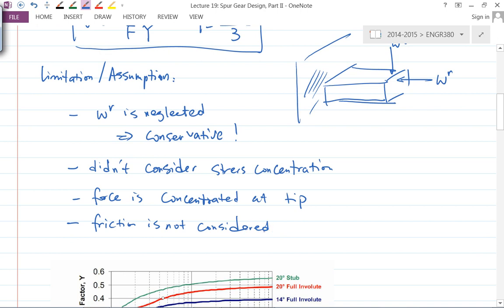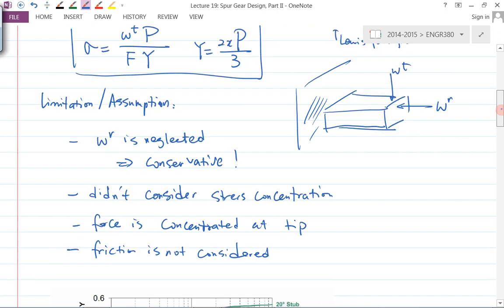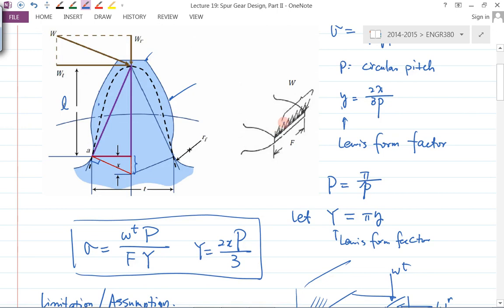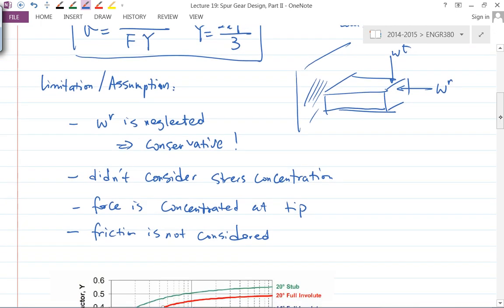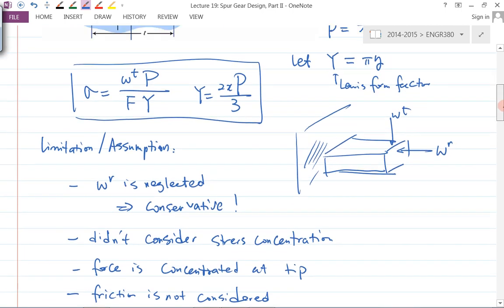So you see, there are this many assumptions. There's one more assumption: it's assumed that the force is evenly distributed along the face width. That's the last assumption, which is a reasonable assumption. So I'm going to write it here. But anyway, those are the limitations. The idea is we want to accommodate those limitations, and we'll see how we accommodate them.